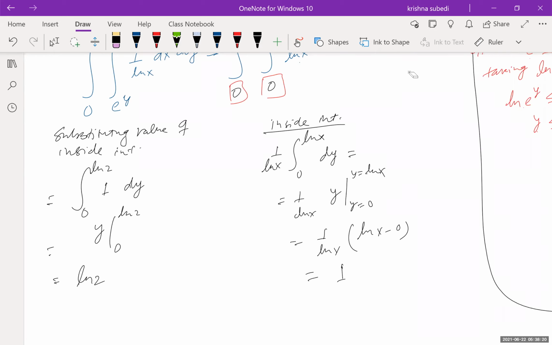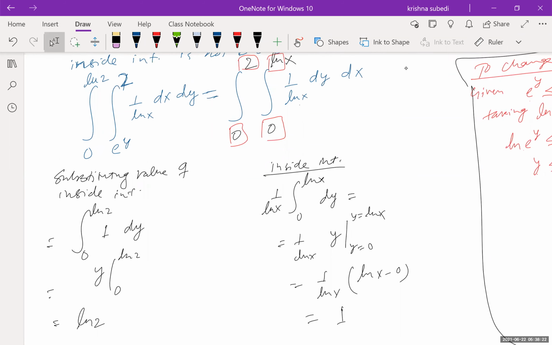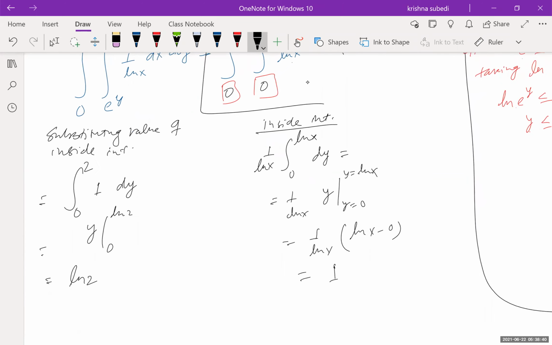Oh, it is not ln 2. Oh, sorry, guys. I copied the wrong limit there. So the limit is actually 2 because we are talking about this here. So this one is 2. I copied the wrong thing. This is simply 2.